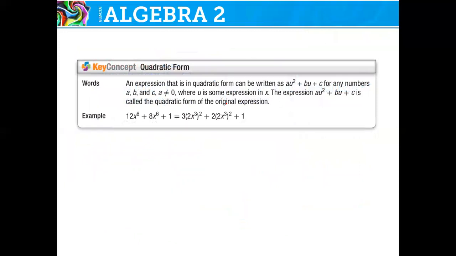Okay, the last thing we'll be talking about is the quadratic form. An expression in quadratic form can be written as au squared plus bu plus c. Be careful that this u here is the same as this one. So whatever I have here, it will be the same. Not all polynomials can be written in quadratic form. Some of them can be written, and some cannot.